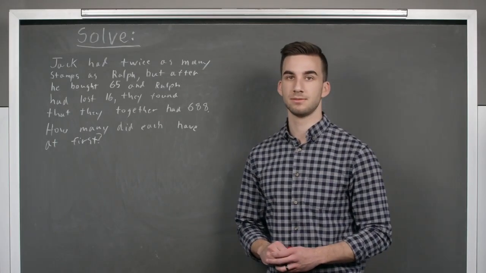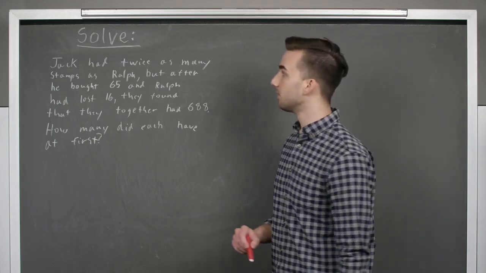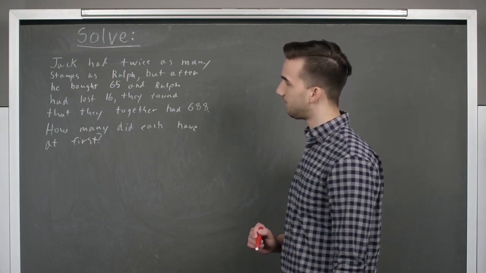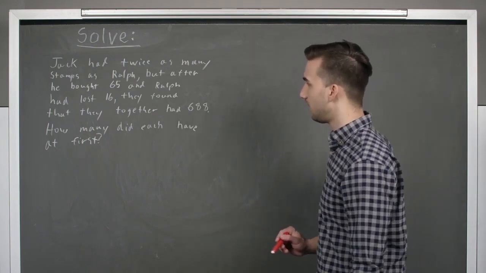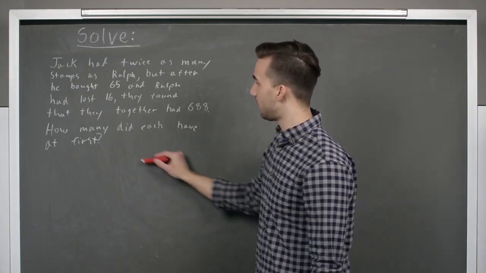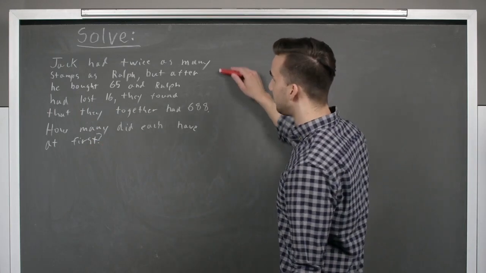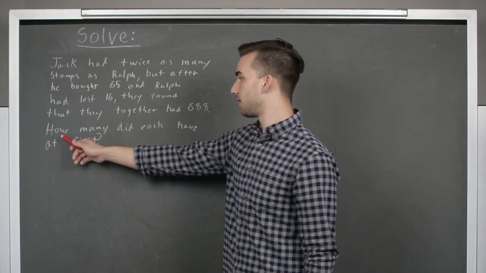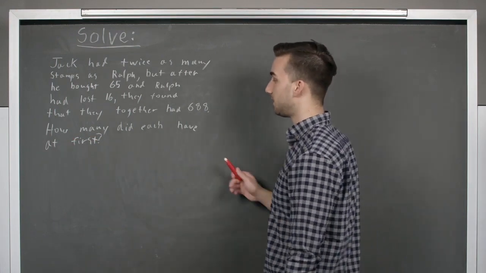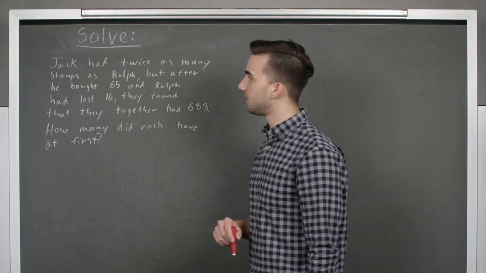Equations can also be useful for real-world problems. Here we have a word problem where Jack had twice as many stamps as Ralph, but after he bought 65 and Ralph had lost 16, they found that they together had 688 stamps. How many did each have at first? So we have a statement, and the question is asking for how many stamps did Ralph and Jack have at first? And we can use an equation to figure this out.